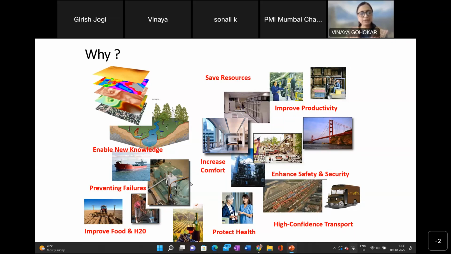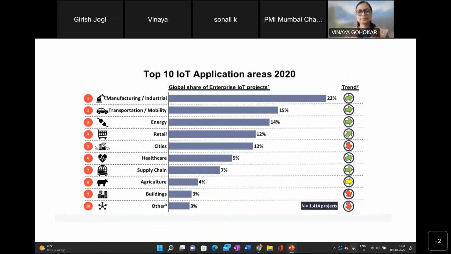Preventing failure: the Industrial Internet of Things is again one of the fields where you have many applications for preventive or prescriptive maintenance. There are a number of application areas if you just see the top 10 IoT areas in 2020. Again, there are many ways by which these areas are categorized, and many searches through which you can find the analysis. But we can definitely say that mobility or transportation is taking an important share in IoT applications. The same is the case with energy as well as the retail industry.